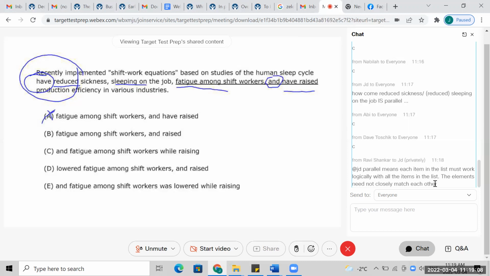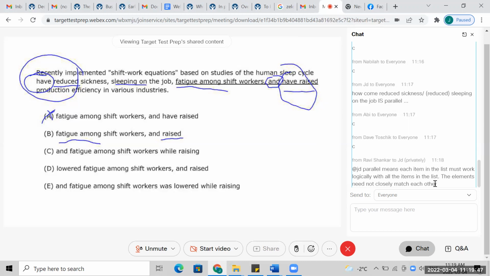And we know that the underlined part starts here. So we have reduced sickness. Do we know that has to work? Have reduced sleeping on the job. Have reduced fatigue among shift workers and raised. And have reduced raised. B is gone. I mean, this was straightforward, but we have to be so careful because now it got rid of the have. I almost fell into that trap because I said have is what carries over. So look at that. If I got the carryover wrong, I would have said that raised is correct because I would have said have raised makes sense. So we have to get our carryover right.